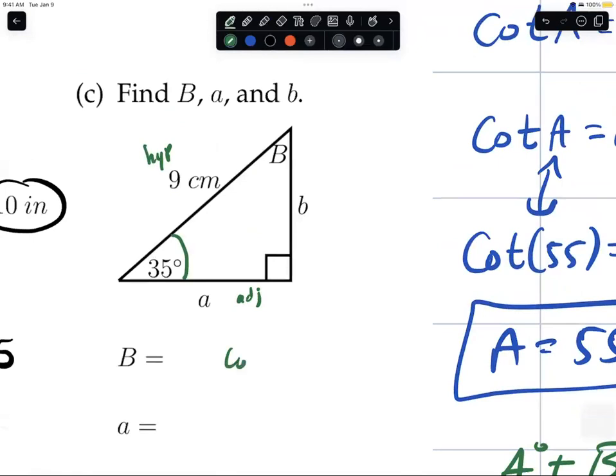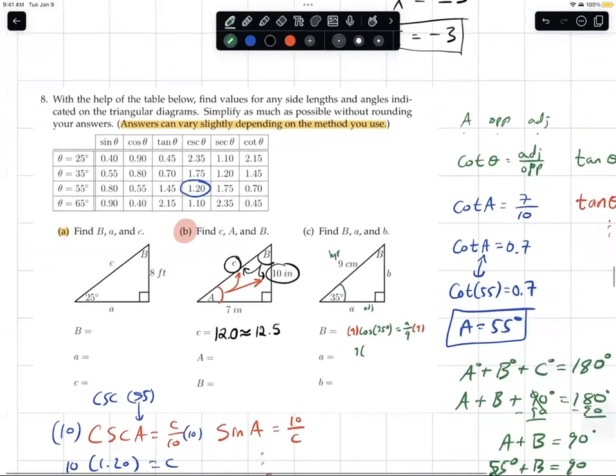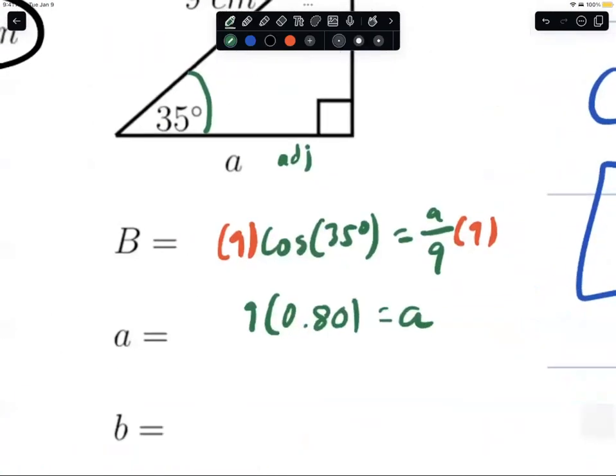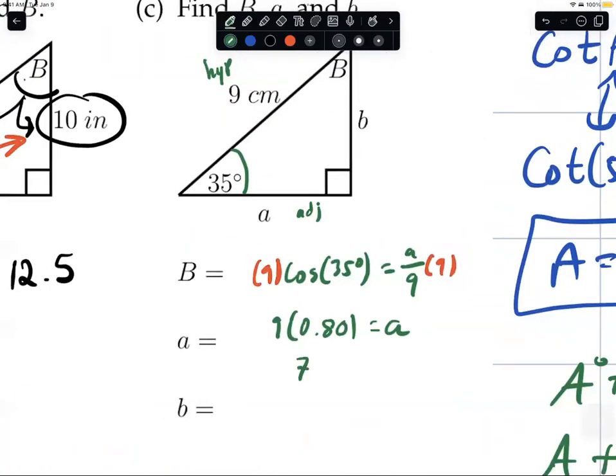Cosine of 35 degrees is equal to adjacent over hypotenuse. So A over 9, we can multiply by 9 on both sides. And so we get 9 times the cosine of 35. Cosine of 35 is equal to 0.8, looks like. 0.80 or whatever, that's the same as 0.8. And so this gives us 7.2 is equal to A.